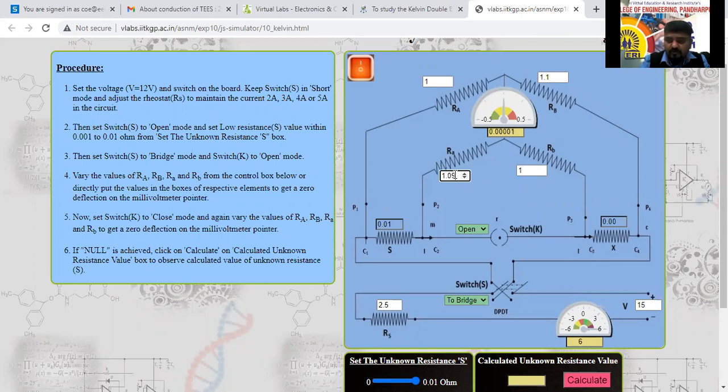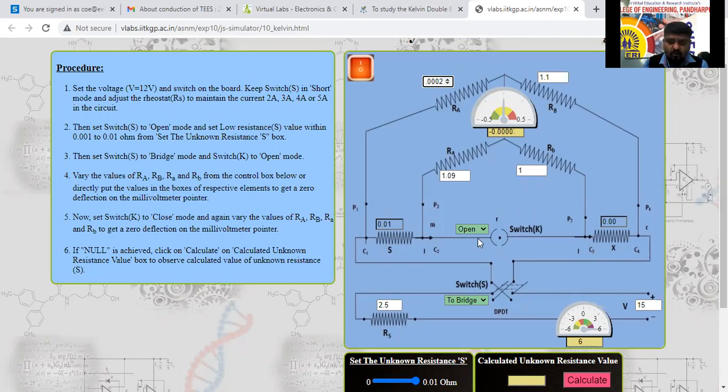1.1, 0.9, 0.88. Leave it, it is 0.0001 there. Here I will change that to 101. Now it is 0. Okay, so we have achieved 0 here now.